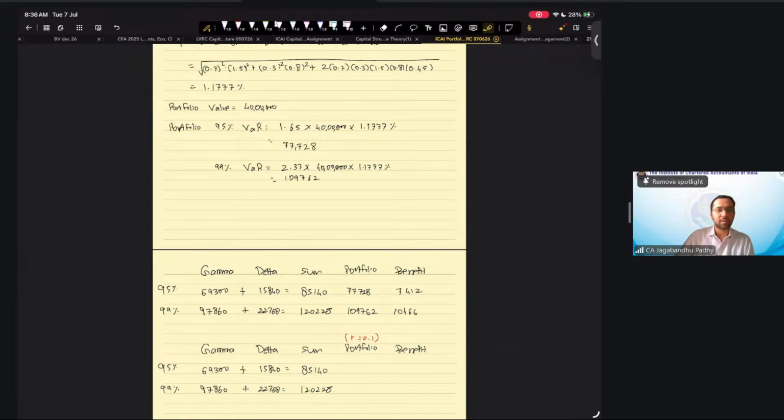Yes. Can we calculate the revised portfolio risk? Calculate the revised portfolio risk or the portfolio standard deviation and then the revised portfolio VAR. Then calculate the benefit out of it.